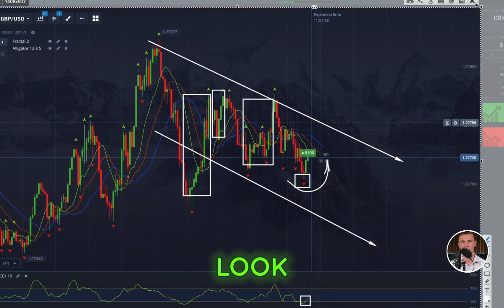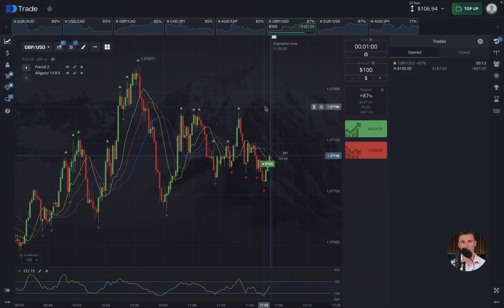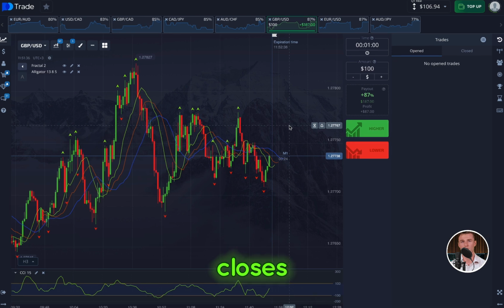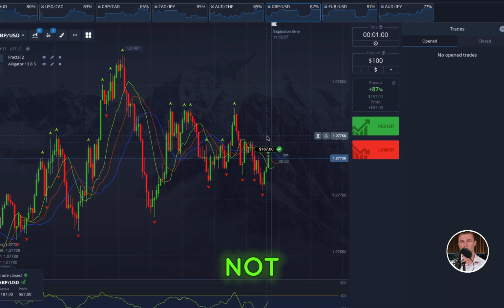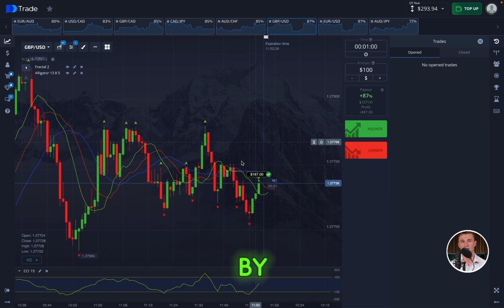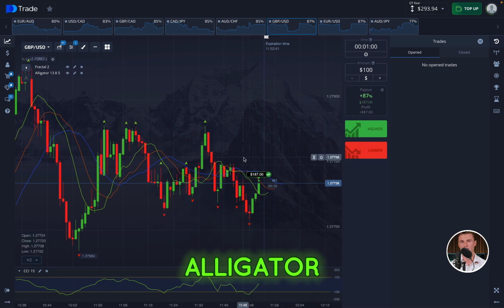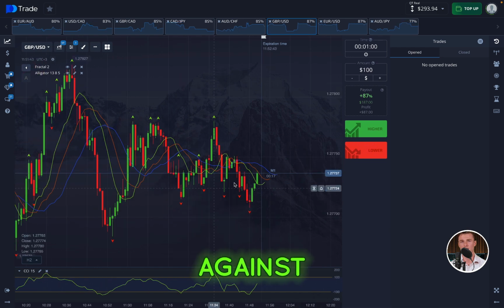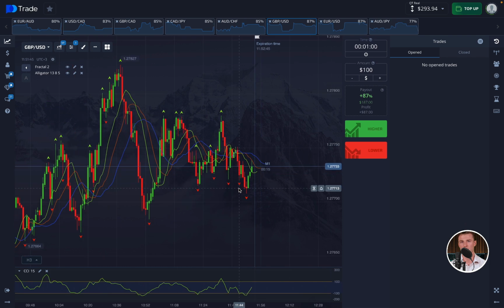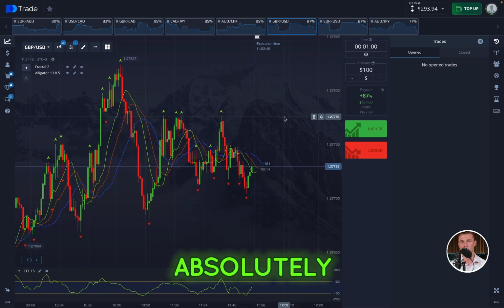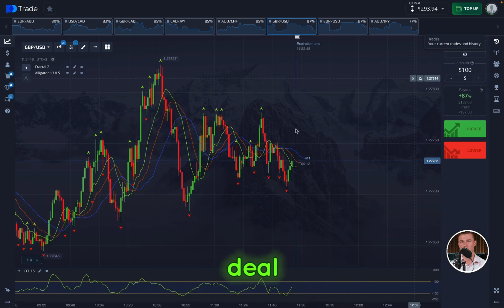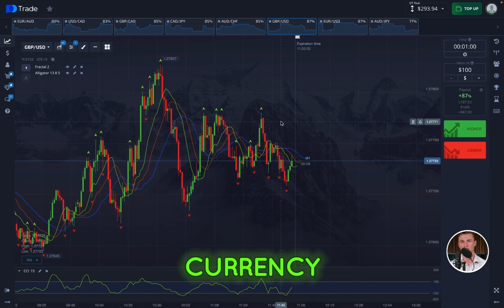Let's look at the result. And the first trade closes at a plus. Here I was not guided by the moving lines of the alligator since I opened the deal against the direction of the trend. In general, I was absolutely right. I closed the deal at a plus. Let's continue, and I will select the next currency pair.